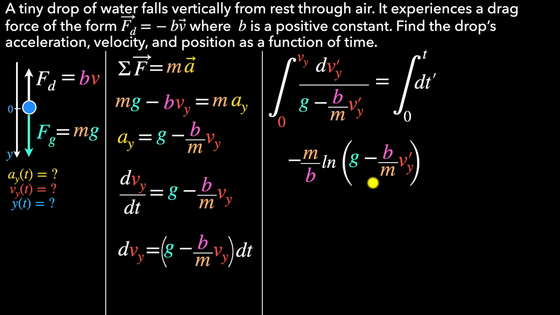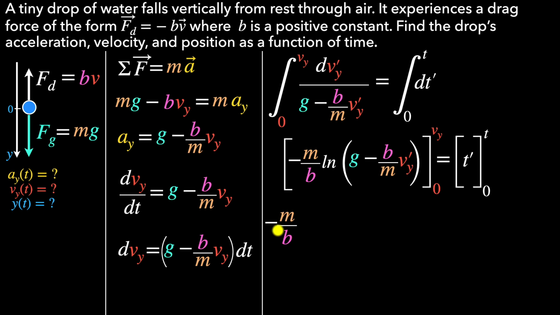So this is the left-hand side. And of course, we have to include the bounds from 0 to vy. And that equals, what's the integral of 1 with respect to t prime? That's just t prime. So on the right-hand side, we just get t prime, and the bounds would be 0 to t. And again, it'll be a great idea to pause the video now and see if you can do the rest yourself. All right, let's first pull the constant out over here, and then we'll substitute the upper limit.